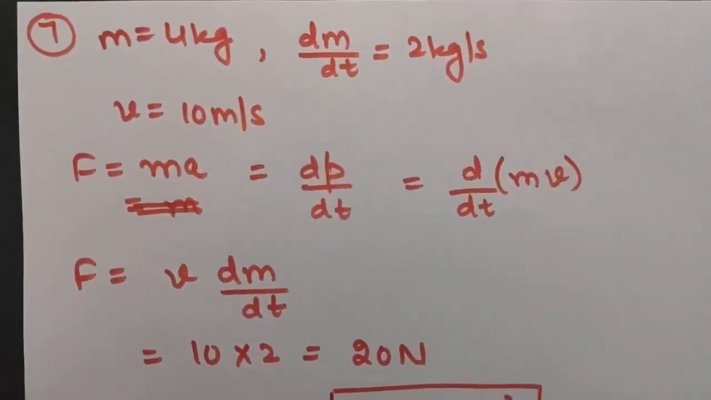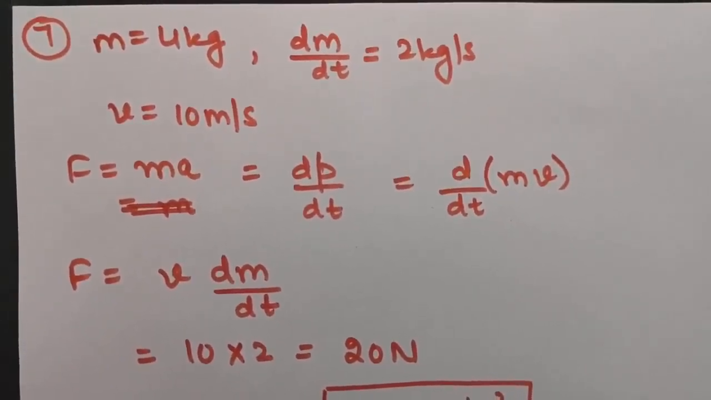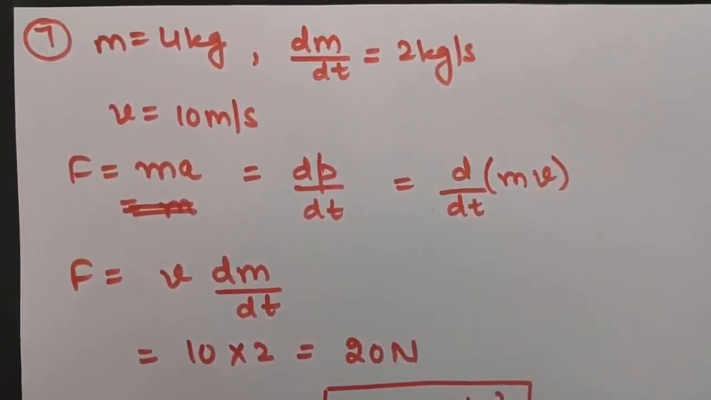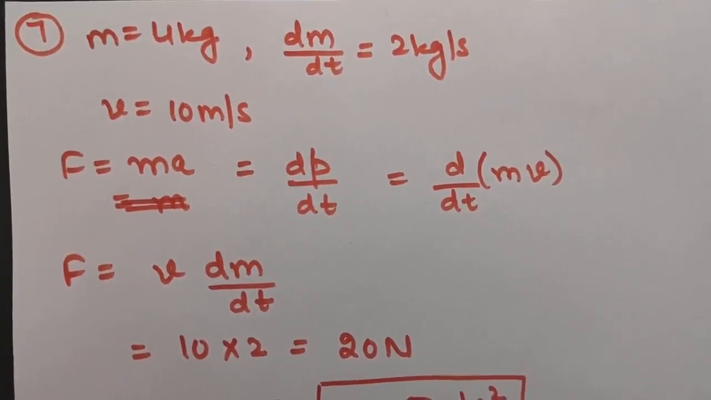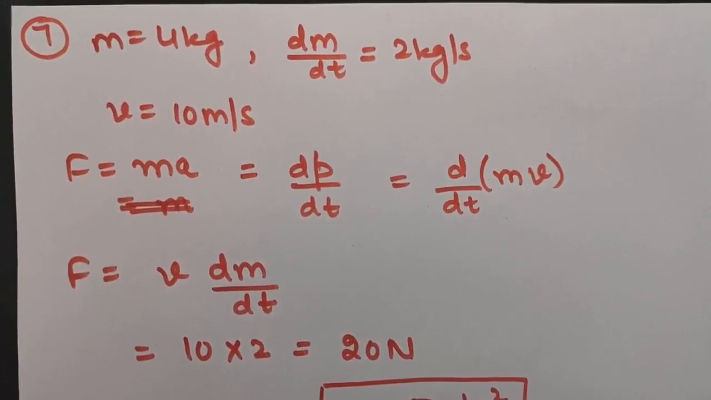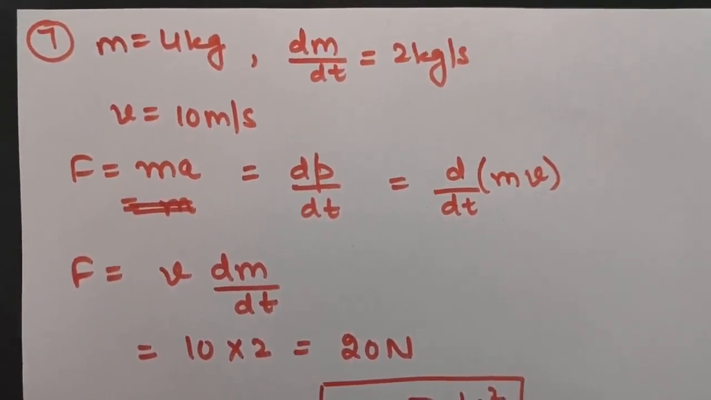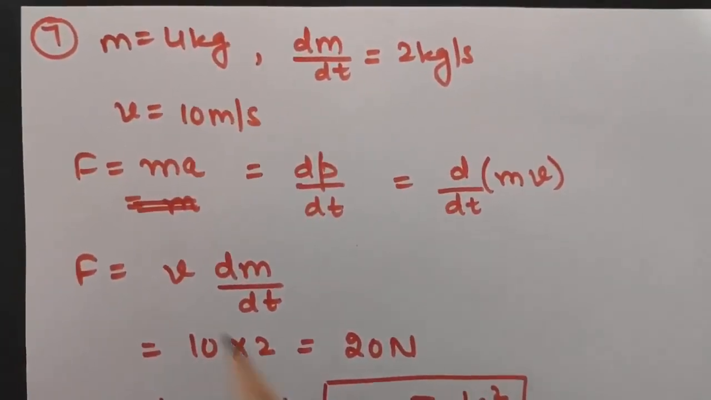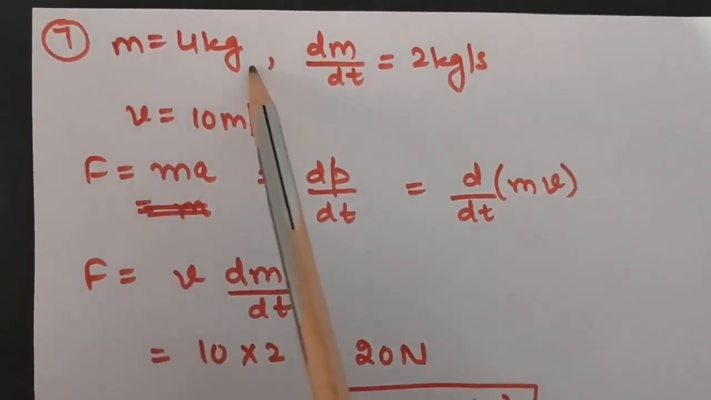Okay, so the seventh question says a block of weight 4 kg is resting on a smooth horizontal plane. It is struck by a jet at the rate of 2 kg per second, and the speed of the jet is 10 meters per second. Then you have to calculate the acceleration of the block. Okay, so the mass is 4 kilograms.